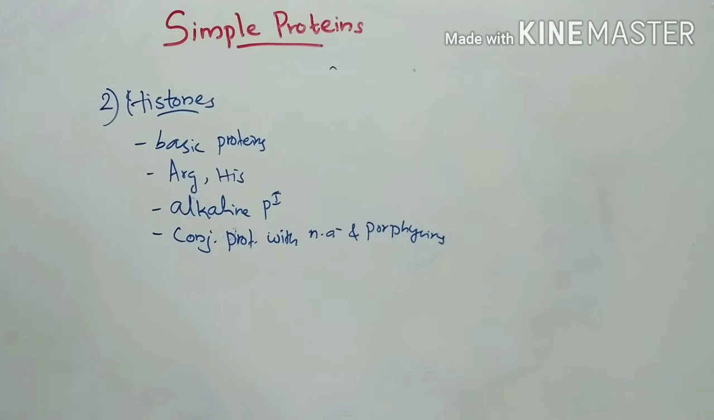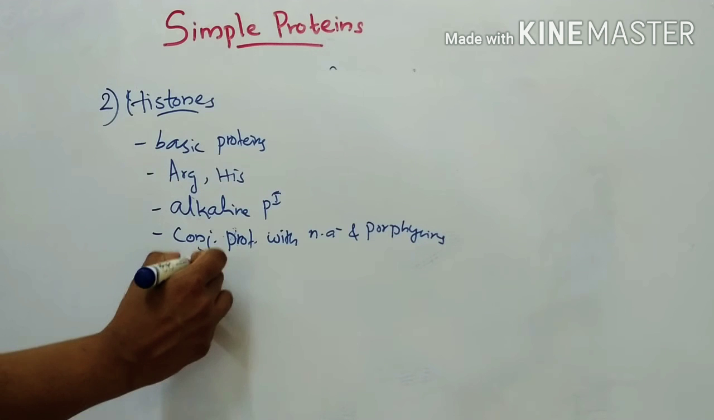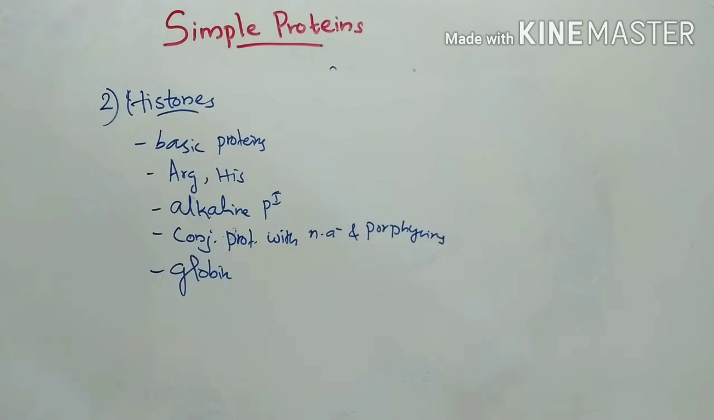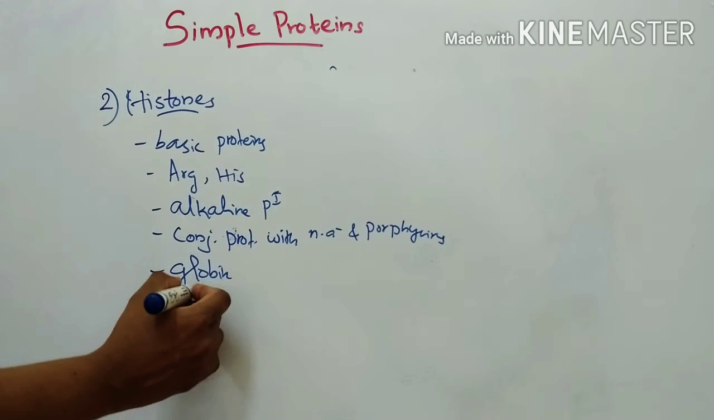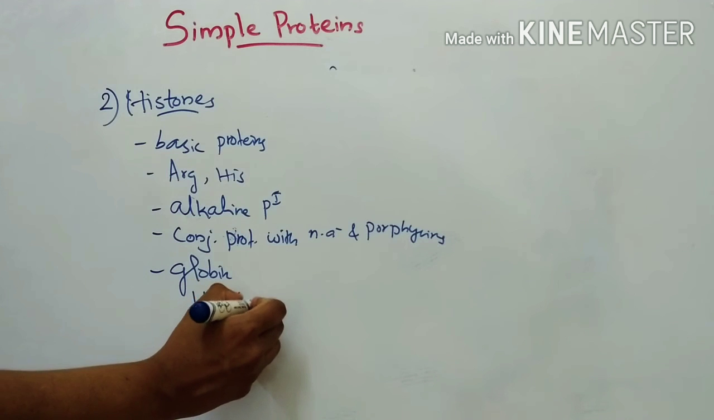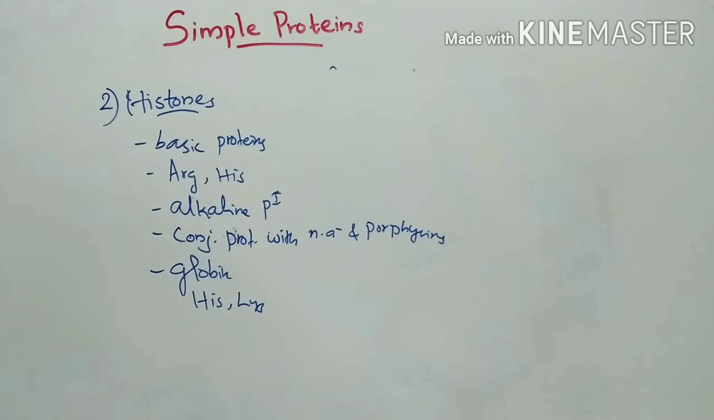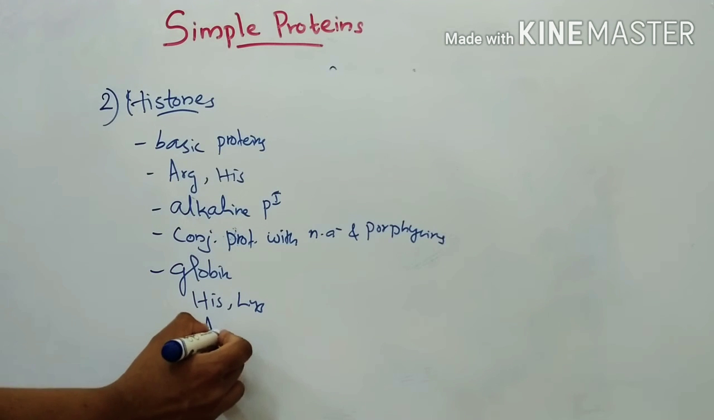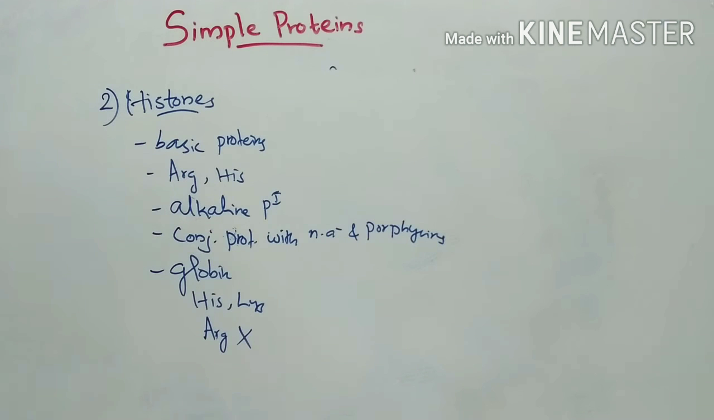They act as repressors of template activity of DNA in RNA synthesis. The protein part of hemoglobin, that is globin, is an atypical histone. Instead of arginine, globin has a predominance of histidine and lysine.